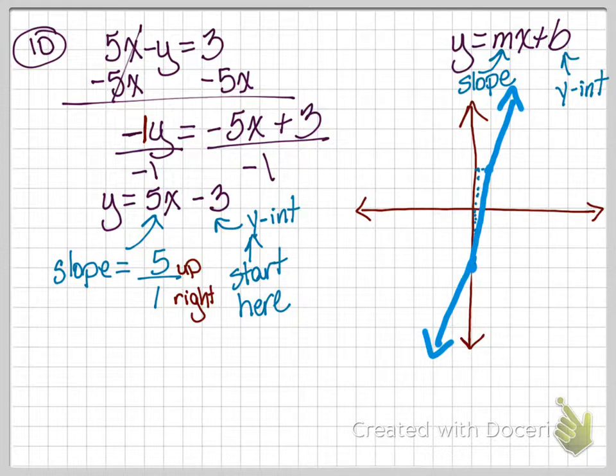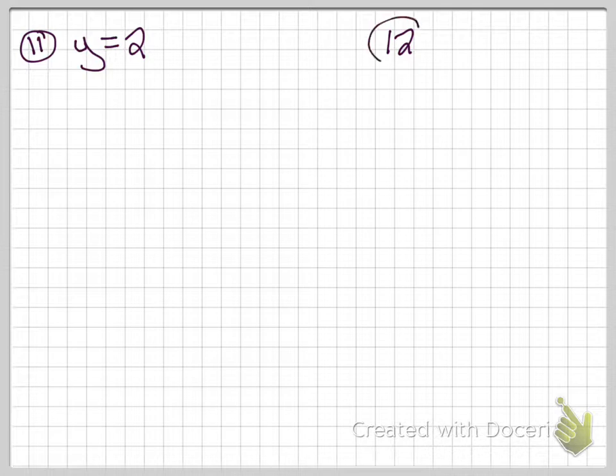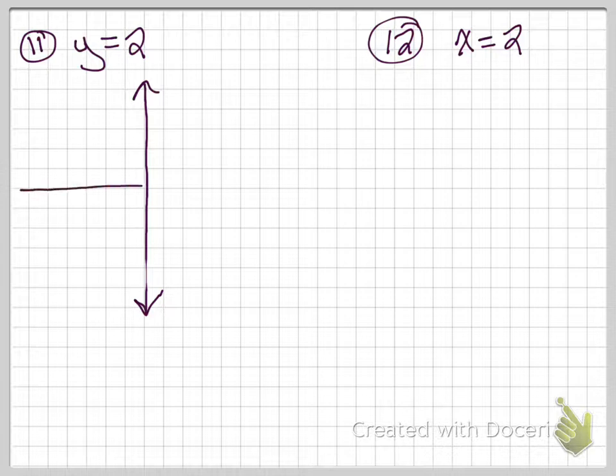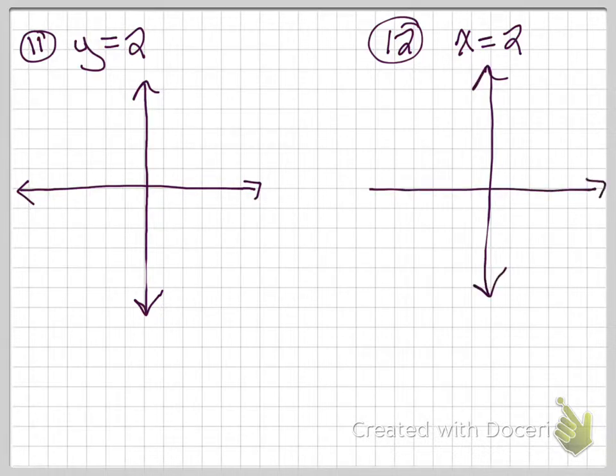May I go to the next screen? Okay. So what I have right here for number 11, I have y equals 2. And for number 12, I have x equals 2. So we've got to decide which one of these is horizontal and which one of these is vertical. One of these is going to go to the left and the right. The other one is going to go up and down.